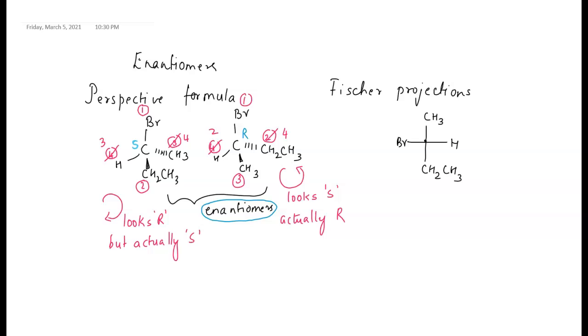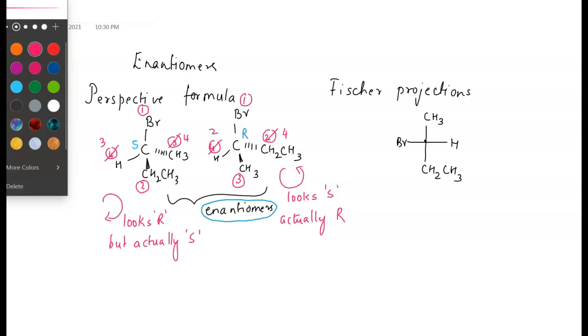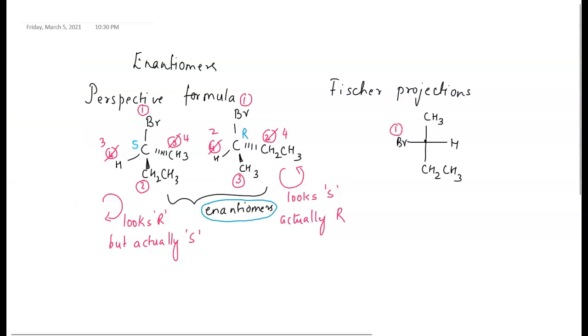So how do I assign R and S configurations in a Fisher projection? Let's look at the steps. First, you assign the priorities like we did for the perspective formula. Rank the groups that are bonded to the asymmetric carbon atom. So let's put that here. We have bromine again as 1, this as 2, this as 3, and this as 4.